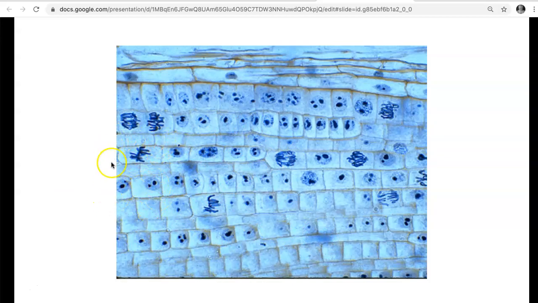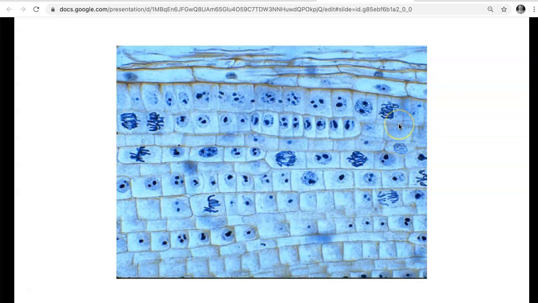But look at this cell right here. This cell right here, all the chromosomes are lined up. That's metaphase. Oh, look at this cell over here. The chromosomes are being pulled apart. That's anaphase. This part is just before metaphase when the chromosomes have doubled. That's prophase. So this is a snapshot.